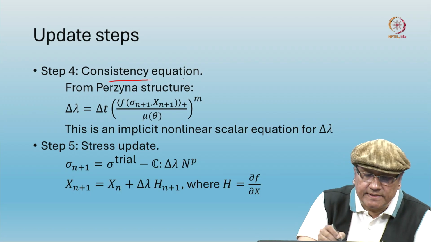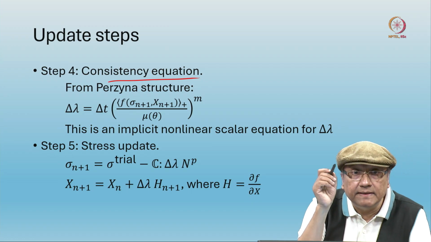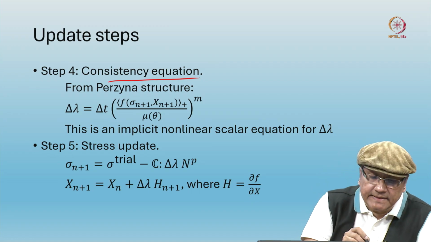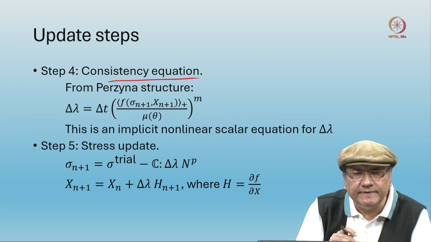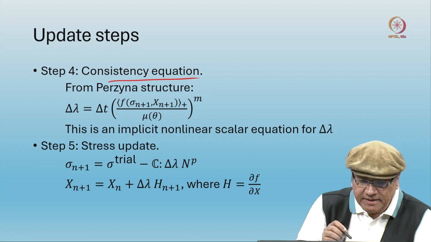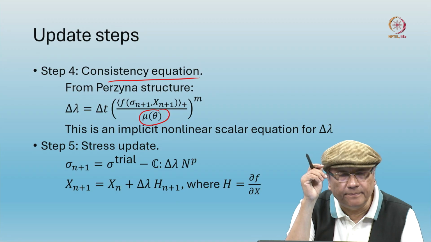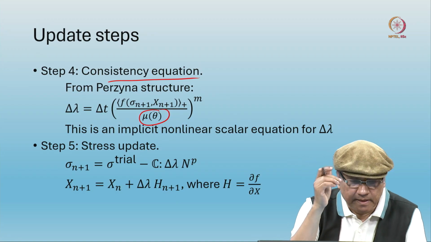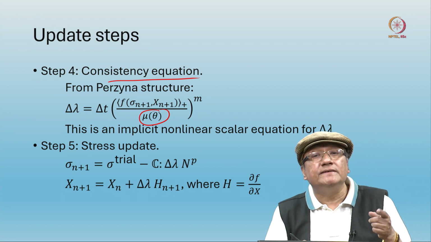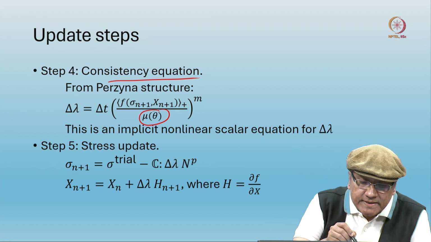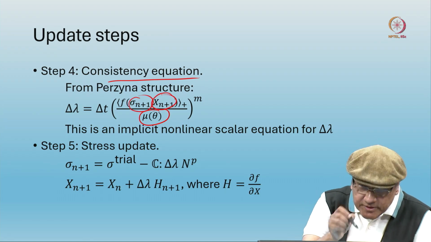So, this is the consistency equation from the Perzyna structure. Delta lambda, if you recall, is basically delta t times the Macaulay bracket of f, that is the overstress, divided by the viscosity to the power of this exponent m, for the Perzyna model. So, this is essentially an implicit nonlinear scalar equation for delta lambda, because sigma n plus 1, x n plus 1, these are all functions of delta lambda, because of the following.